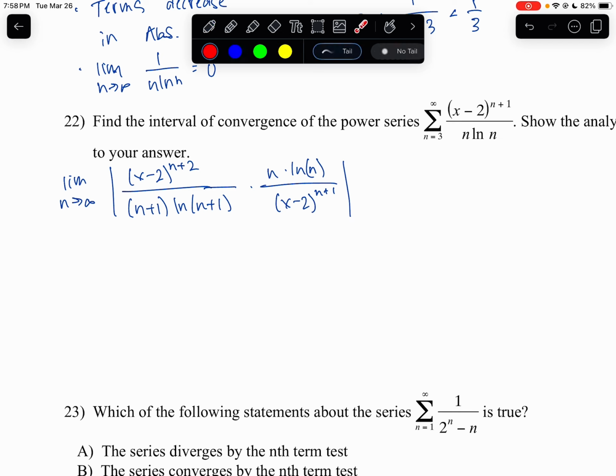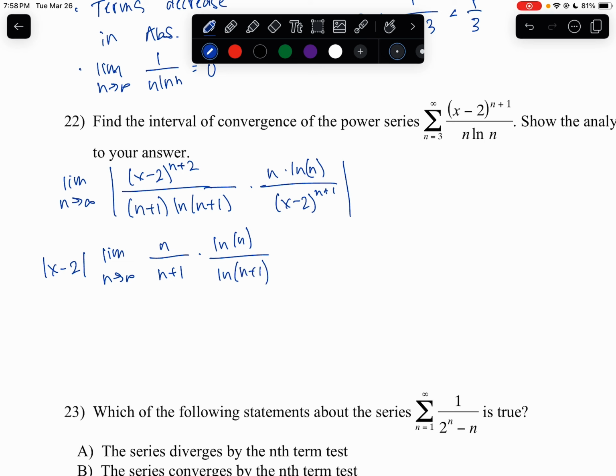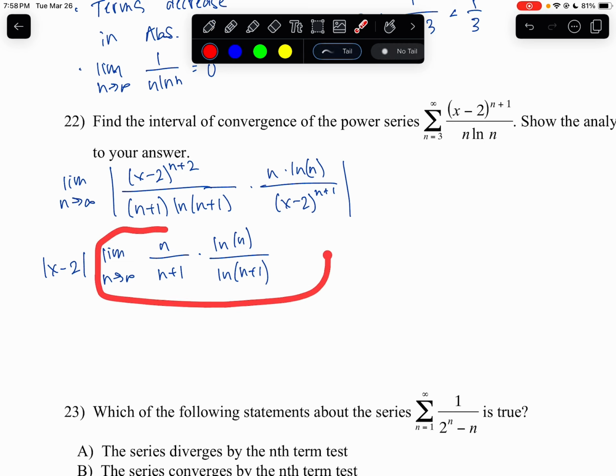Okay, so let's simplify this right here. Those right there, if you subtract their exponents, n minus n is going to be 0. 2 minus 1 is going to be just 1. So absolute value of x minus 2 on the outside times the limit as n approaches infinity. Let's see. We're going to have n over n plus 1 times the natural log of n over the natural log of n plus 1.